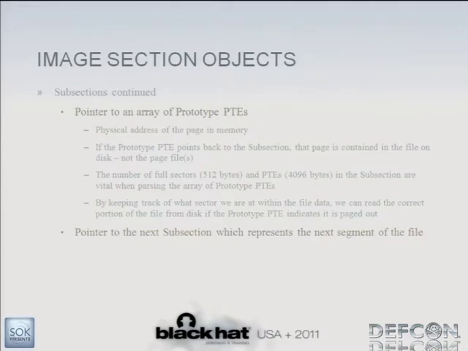So these subsections will contain an array of prototype PTEs. This is the crux of the data that we have to parse in order to get the binary out of memory. The prototype PTEs contain the physical address of each memory page in physical memory, right? We'll have a graphic in a moment. It may be a little bit more useful for you, but I'm not sure. Basically, though, if the prototype PTE contains the virtual address of the subsection object that it's within, then all bets are off. Basically, this page of memory is on disk.